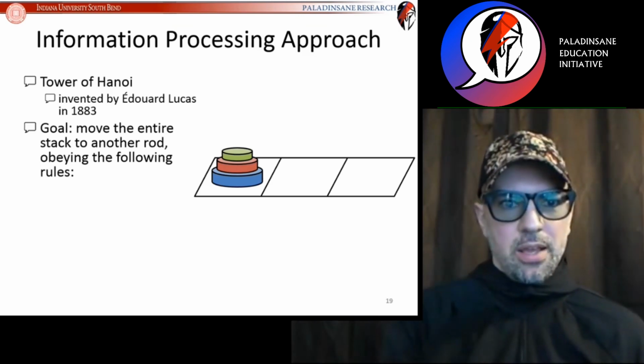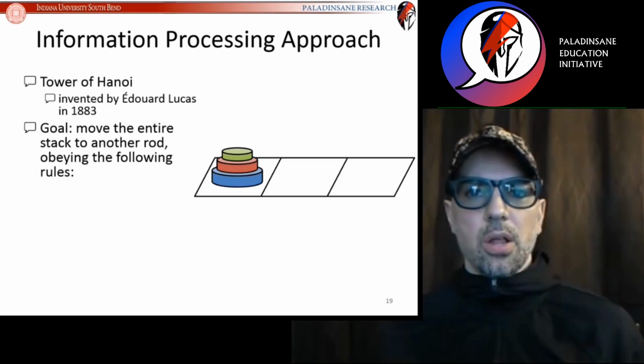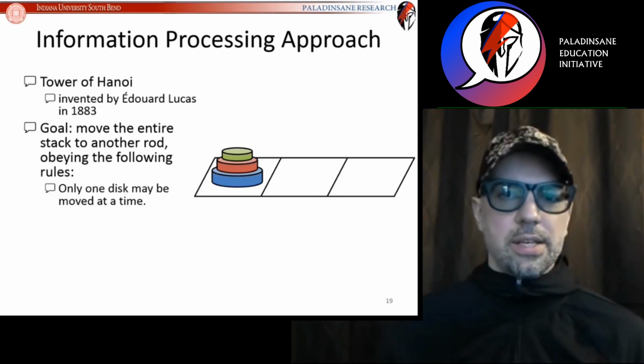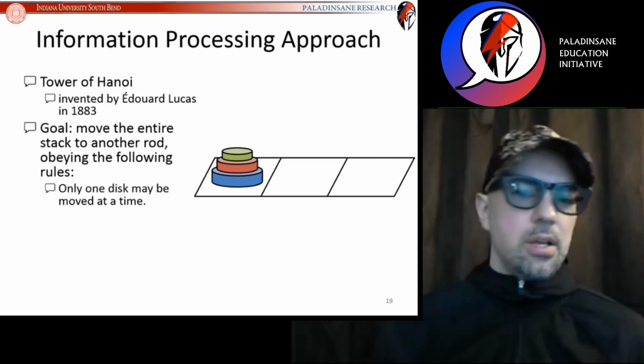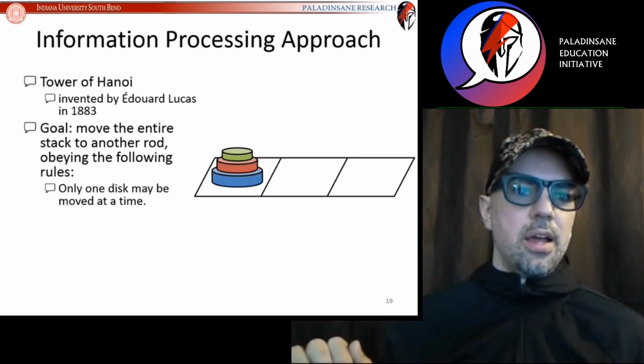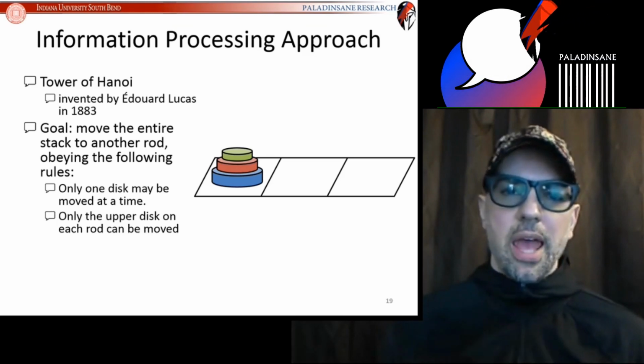We don't have a rod here, but move the entire stack from one location to another location, observing the following rules. So only one disk may be moved at a time. So you can only pick up one disk at a time. You can't move two disks at a time.